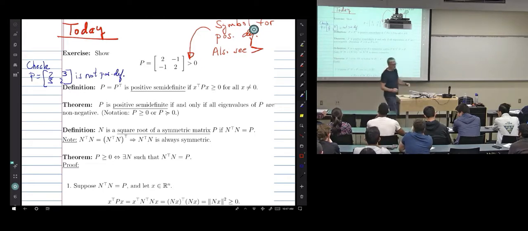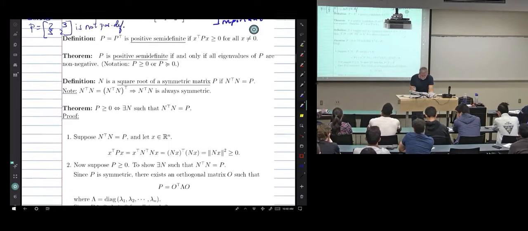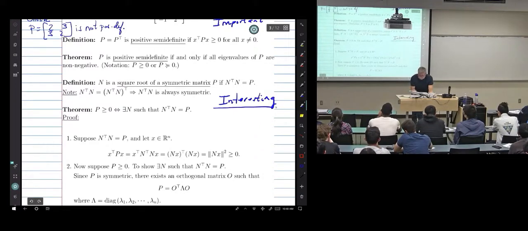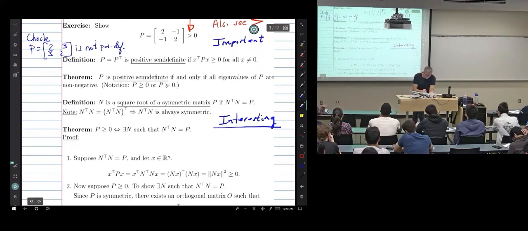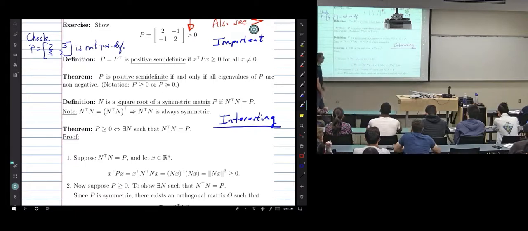Okay, so this example is kind of important. To do the example. And then this definition is interesting. So what's going on here? We're used to taking real numbers that are non-negative and defining a square root.